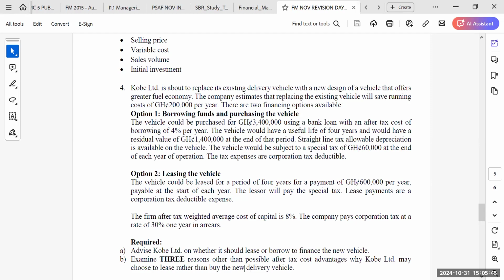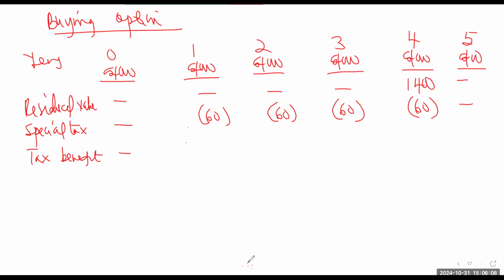The companies pay corporation tax at a rate of 30%, one year in arrears. The tax that will be paid in arrears will always be a corporation tax, not other small taxes. Okay. You cannot say you are withholding a tax because you are paying your corporation tax in arrears. So this one there will not be anyone.